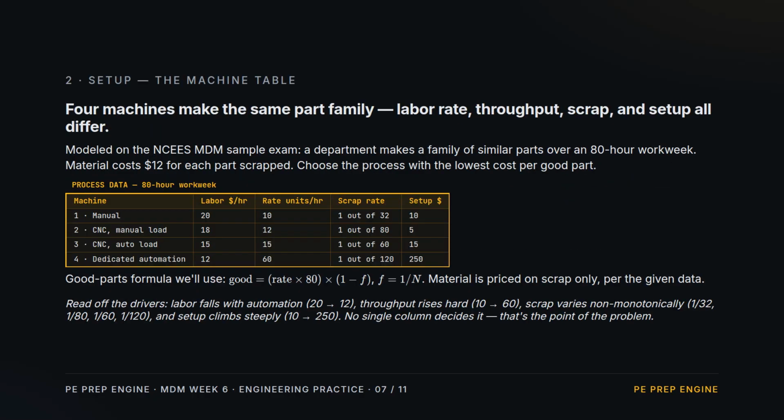Setup, the machine table. Straight from the style of the NCEES MDM sample exam. 4 machines make the same part family over an 80-hour week, and material costs $12 for every part scrapped. Notice the trade-offs pull against each other. More automation cuts labor and lifts throughput, but scrap rate jumps around and setup costs climb steeply. No single column picks the winner. We'll rank on cost per good part, using good equals rate times 80 times 1 minus the scrap fraction, and material charged only on the scrapped parts.